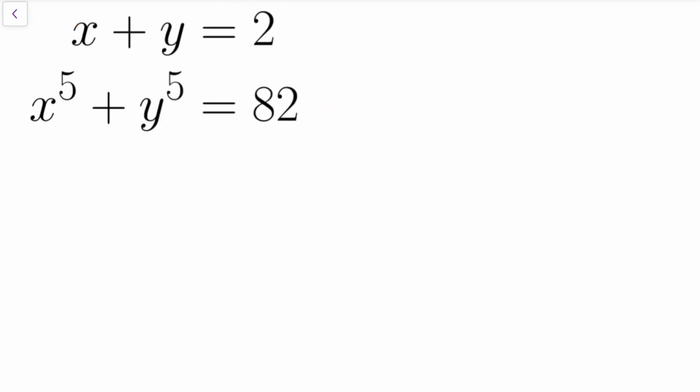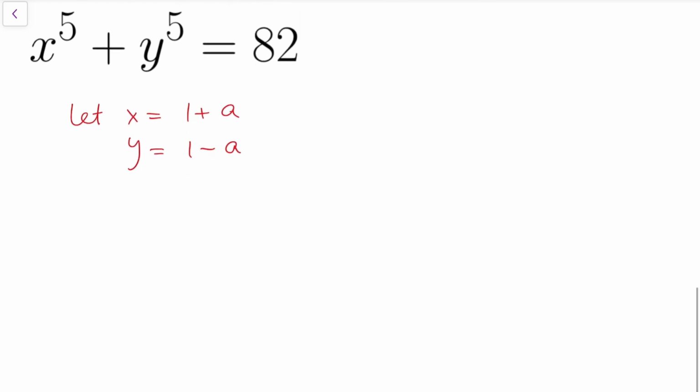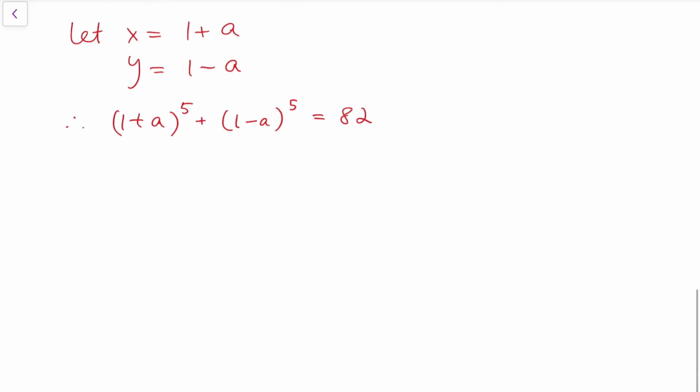My second approach would be to let x equal 1 plus a and y equal 1 minus a. I can do this because the sum is 2. By doing this, I can degenerate the system into an equation of only one variable. And so putting this into the second equation, we have (1 plus a) to the power 5 plus (1 minus a) to the power 5 equals 82.